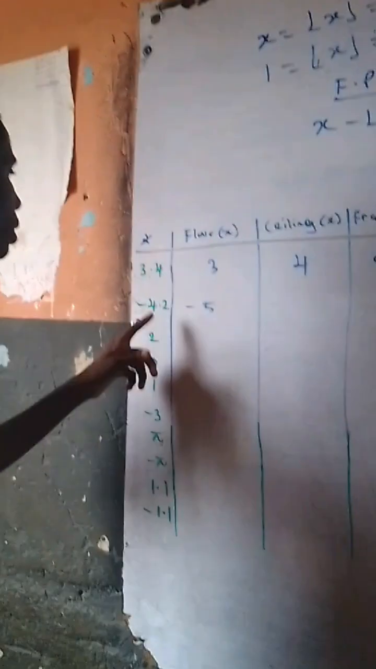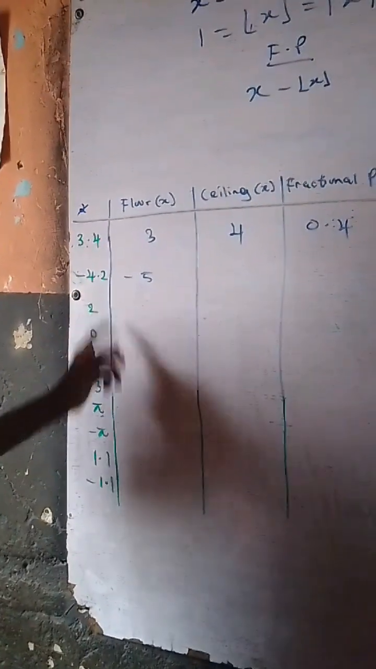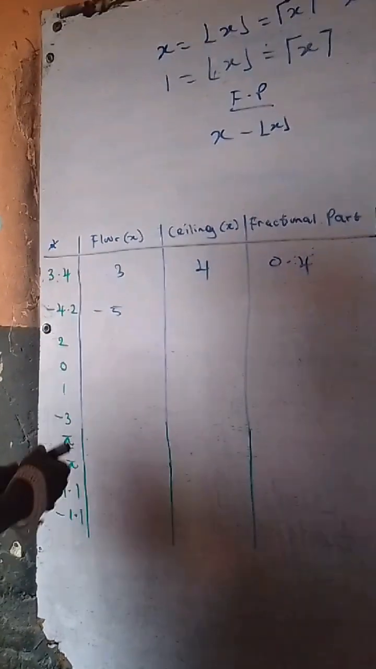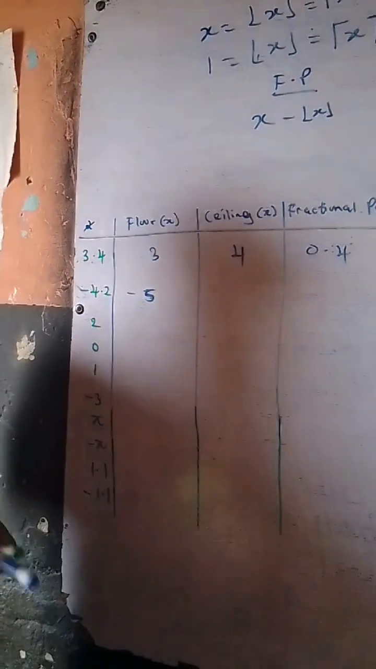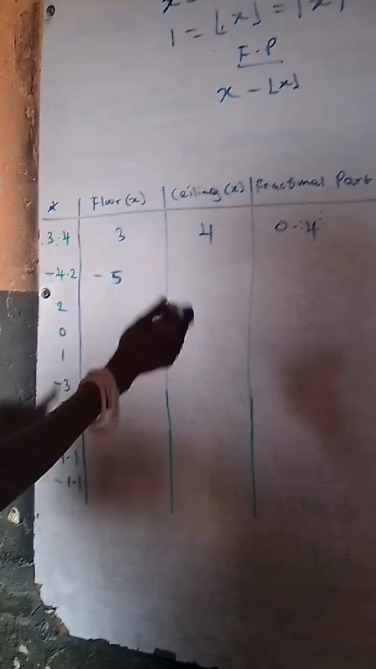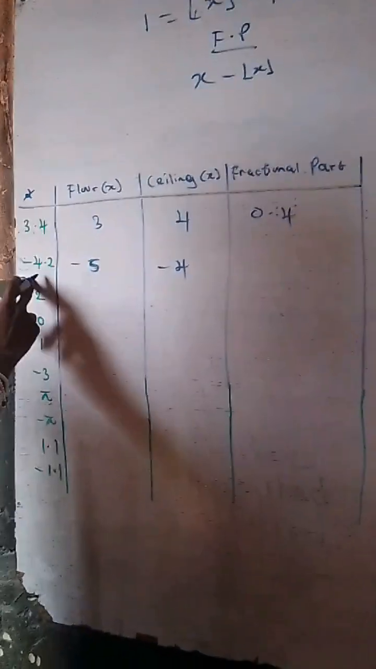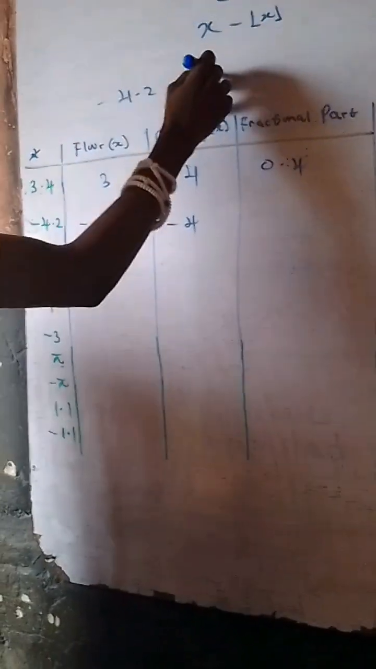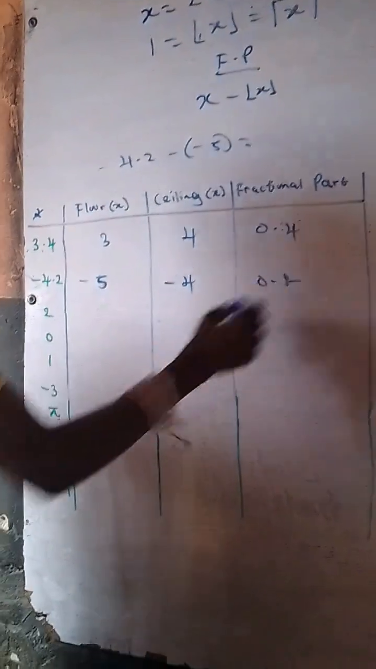So therefore, this has to be less than this. So you'll be having minus 5, guys, because this is greater than this. Then this should be less than this, so we should have minus 4. So this minus this, that will be minus 4.2 minus minus 5, and that should give us 0.8.